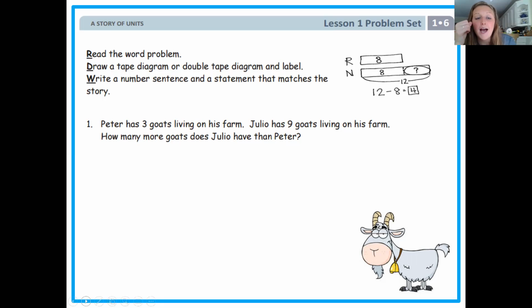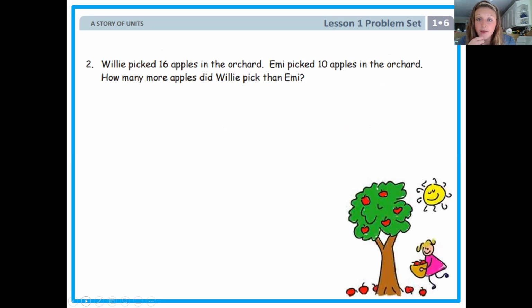First one, Peter has 3 goats living in his farm. Julio has 9 goats living in his farm. How many more goats does Julio have than Peter? Pause it so you can work on it if you don't have your packet. Here, I'm going to read the next one.